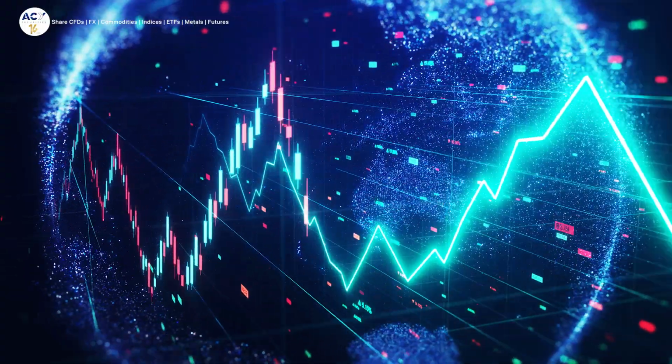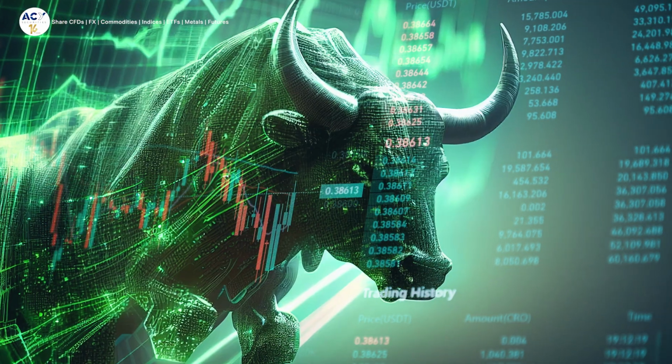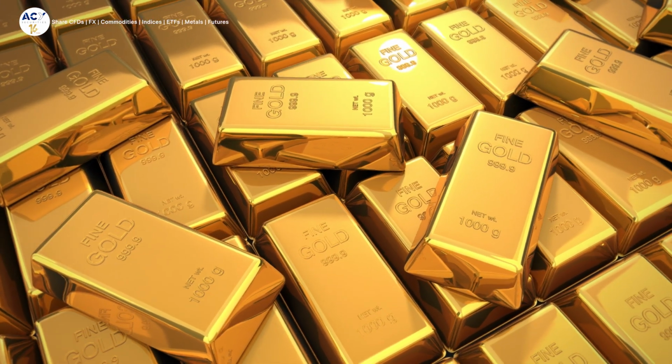Well, we've got an interesting market at the moment. We've got bond yields rising. We've got stock markets going through to all-time highs. We've got the US dollar extremely bullish at the moment, and of course gold going through to all-time highs.